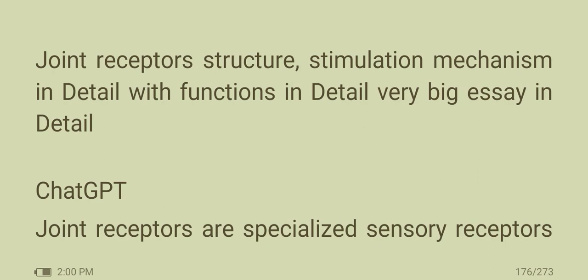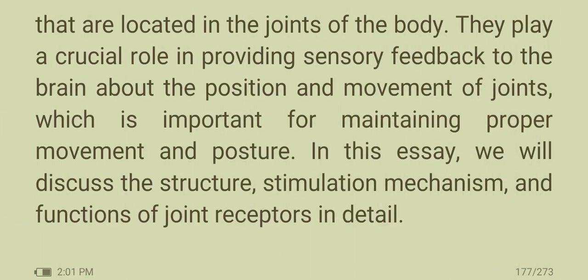So, joint receptors. Joint receptors are specialized sensory receptors that are located in the joints of the body. They play a crucial role in providing sensory feedback to the brain about the position and movement of joints, which is important for maintaining proper movement and posture.